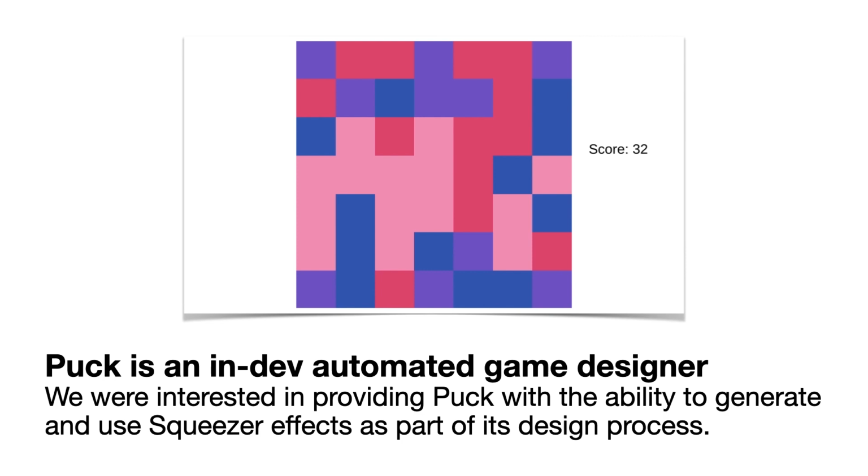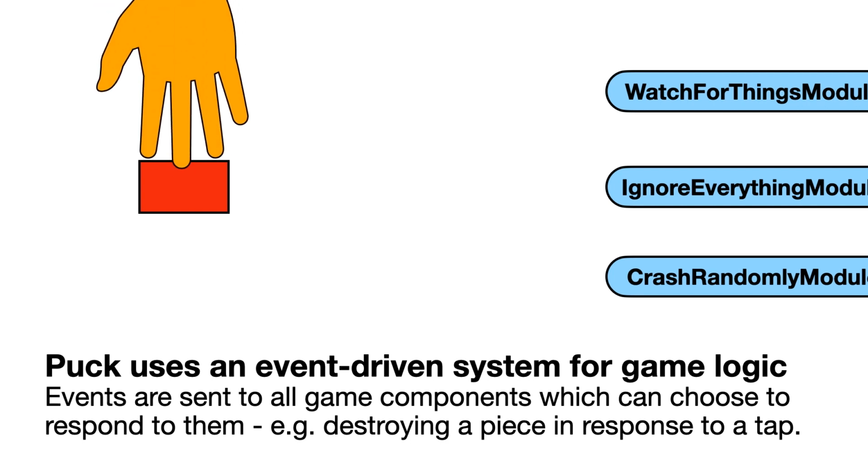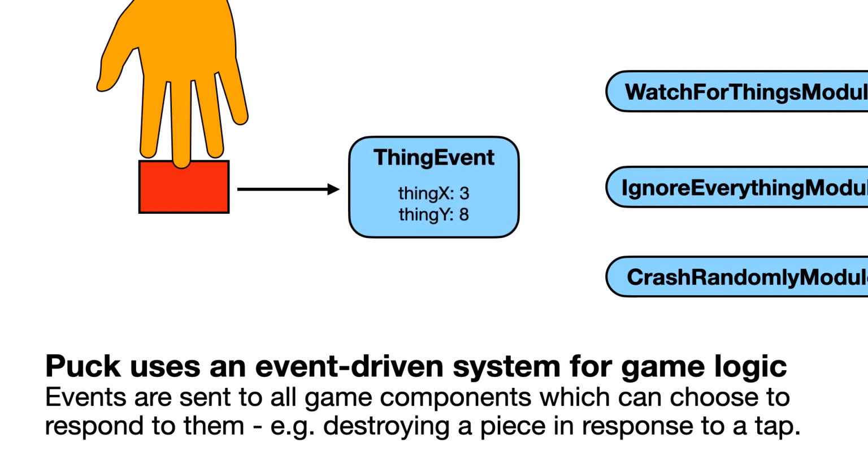Now, the way that Puck works is it uses an event-driven system for all of its game logic. So something happens in the game, like the player tapping a box on the screen, and this triggers an event to be created that contains some data about the thing that's happened, and it gets broadcast to all of the different modules and game components that are going on, and they can decide whether or not they want to respond to it. So this is very convenient for automated game design for various reasons. But we also realized that we could use it to sort of integrate Squeezer's effect generation and execution into Puck.